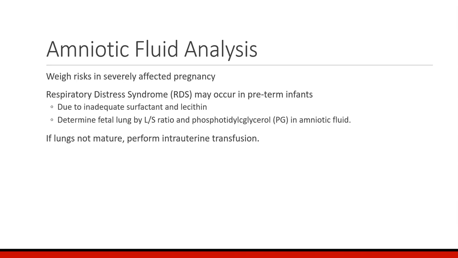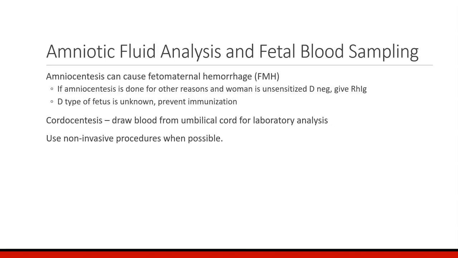If the lungs are not mature, then an intrauterine transfusion will be performed. Unfortunately, even with best efforts, you've got to remember this little fetus inside, if you've ever been pregnant, they are bouncing around and jumping around. So sometimes with amniocentesis, you might nick the baby, causing a little bit of bleeding, which can cause what's called a fetal maternal hemorrhage. Fetal blood enters the maternal circulation.